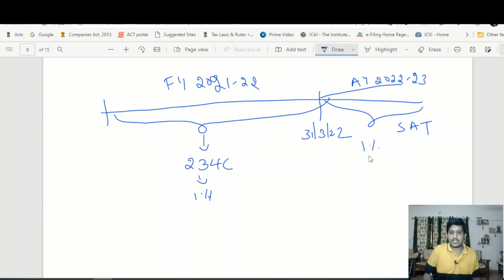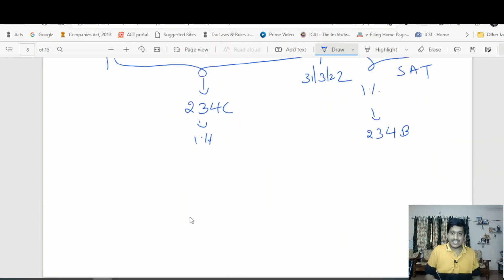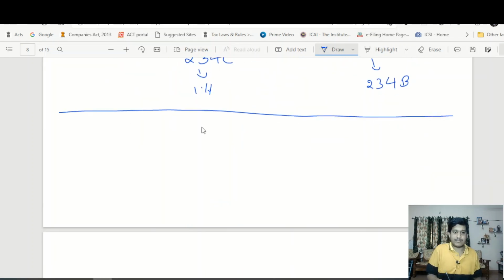Interest will be charged at 1% under section 234B. Let us understand with the same example. 15th of June was the due date for remitting 15,000. Let us say during the entire financial year, you have not remitted any advance tax. So what is the shortfall amount?